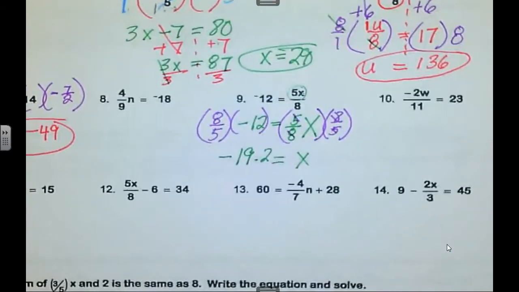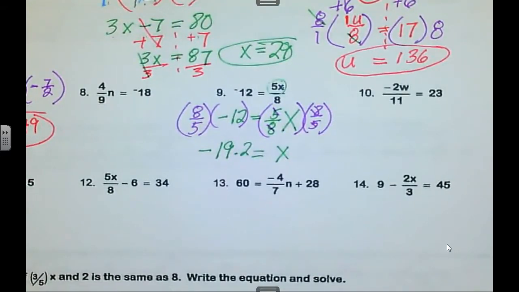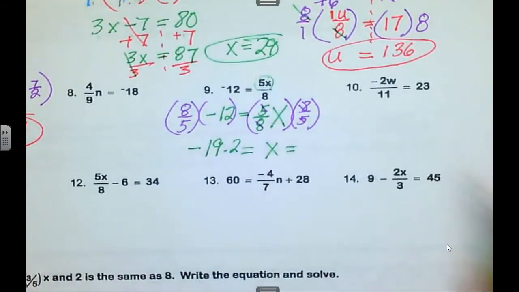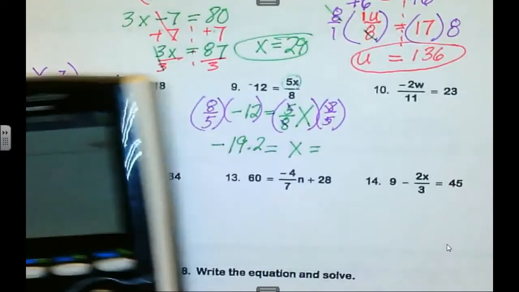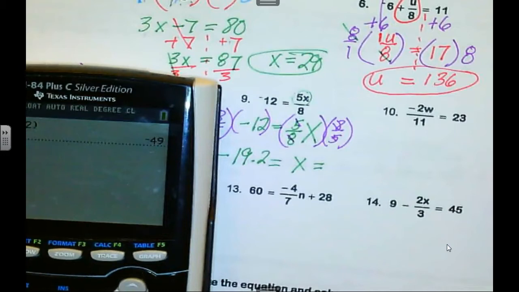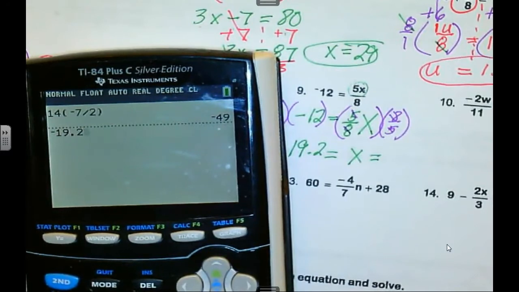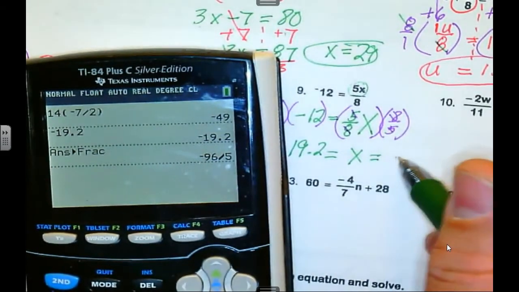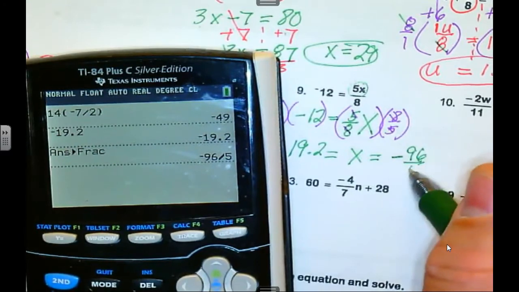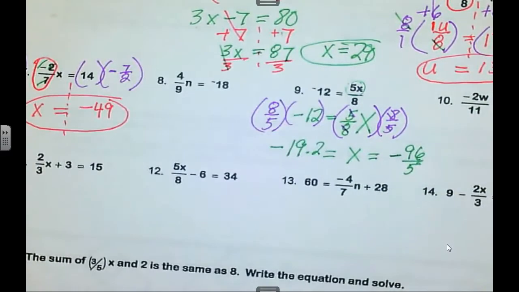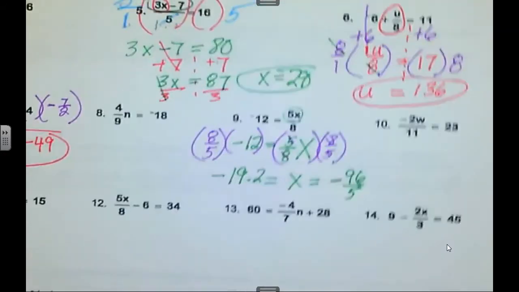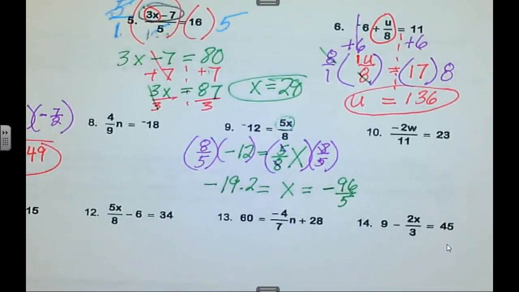And if I wanted to please my Algebra 1 teacher, which you sometimes might do, what is it as a fraction? How could I find out? Hit math, enter. So I have negative 19.2. Hit math, enter. 96/5. What did I get? Number 6, I got 136.